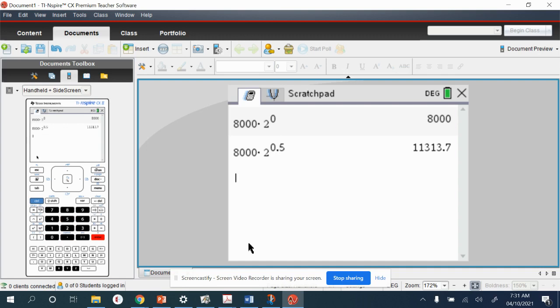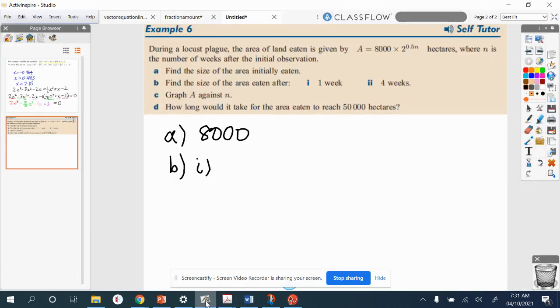11313.7. So just double check. N was 1, so we did 8,000 times 2 to the power of 0.5 times 1.